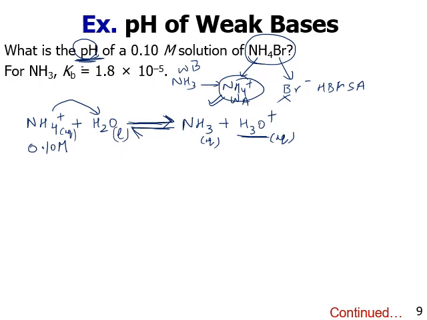So if I need an ICE table, I don't care about this. What is the initial concentration of this? 0. Initial of this 0. What would be the change? I don't know, so I'll assume it is X. If this is a reactant, it would be minus X. This is a product, so it would be plus X, plus X. Final equilibrium concentration would be 0.10 minus X. This would be X and this would be X. So now I have my equilibrium established.